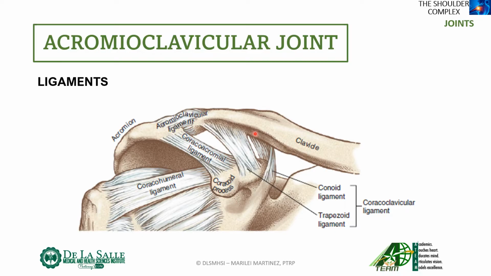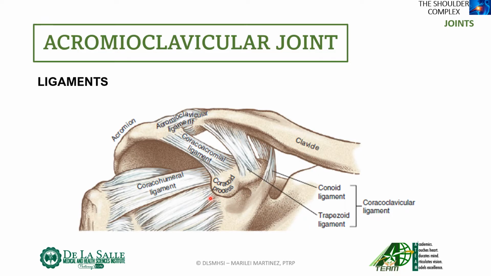Then for the trapezoid, it extends superiorly and laterally, so in a superior lateral direction, from the superior surface of the coracoid process to the trapezoid line found in the lateral end of the clavicle. For the function of your coracoclavicular ligament, it provides an important extrinsic source of stability to the AC joint and helps in suspending the scapula, and therefore the whole upper extremity, from the clavicle.